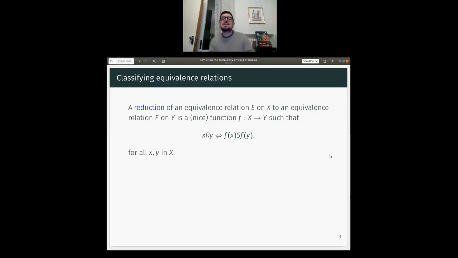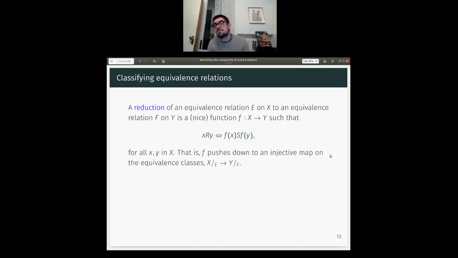So let's say that very generally, a reduction of an equivalence relation defined on a given domain X to another equivalence relation defined on Y is a nice function from X to Y, such that basically it induces an injective map on the equivalence classes. Right, so two terms are equivalent if and only if their images are equivalent. So you really would like this F to push down to an injective map on the equivalence classes.